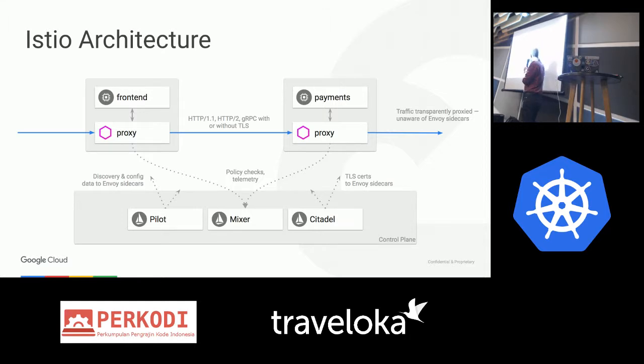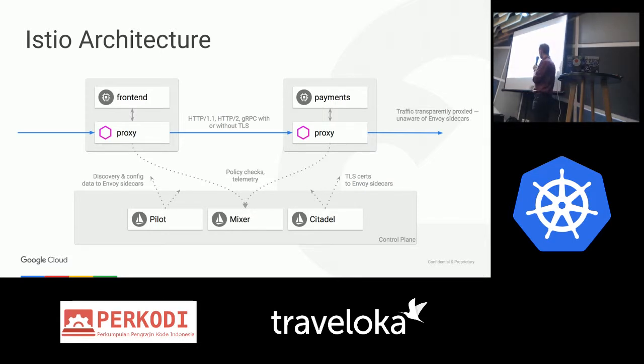There's Pilot for discovery and config management. If a proxy wants to talk to another proxy, it will ask Pilot where this other proxy is, and Pilot will keep track of that. And if we want to configure the proxies, we talk to Pilot as a user, and Pilot will take the configuration and push it to the proxies.